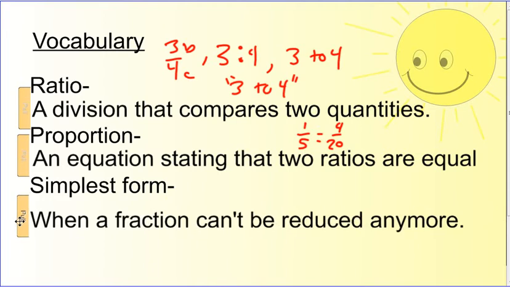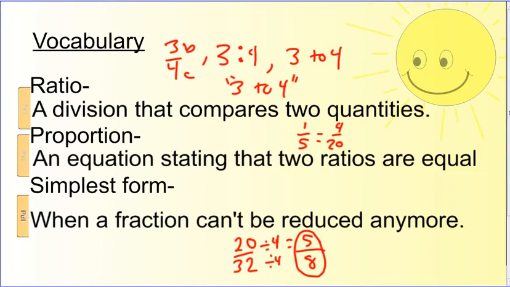And simplest form is when you take a fraction and you simplify it until it cannot be reduced anymore. So if we have the fraction 20 over 32, why not? Both top and bottom here can be divided by 4. 20 divided by 4 is 5. 32 divided by 4 is 8. This is now in simplest form because you cannot divide top and bottom by anything else. Okay, so those are vocabulary words.